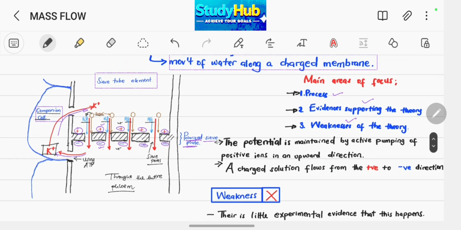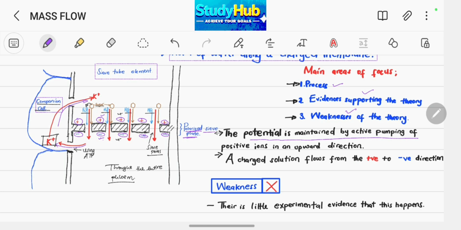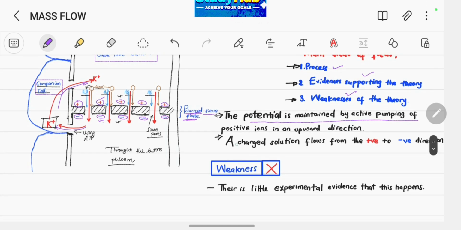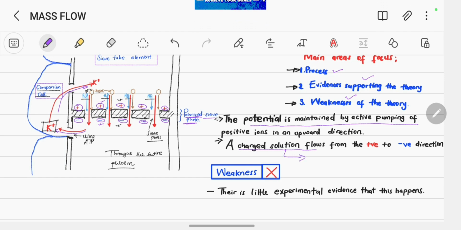So when you look at the theory we've tried to illustrate here, the potential is maintained by active pumping of potassium ions in an upward direction. A charged solution flows from the positive to the negative direction, and this charged solution is our water.